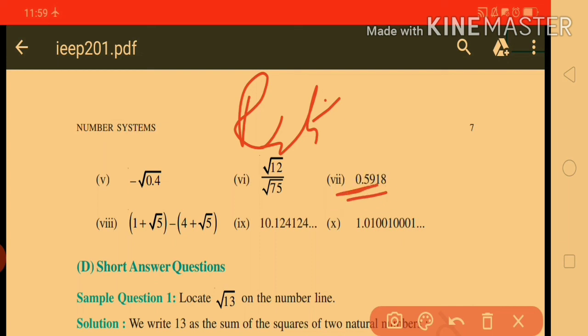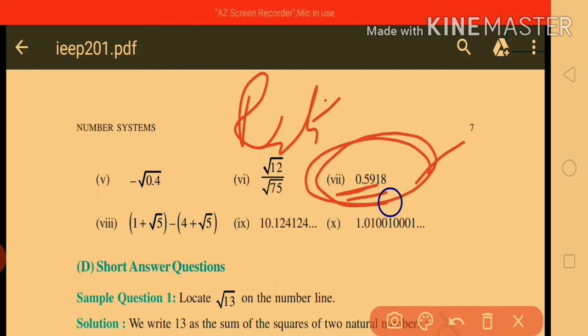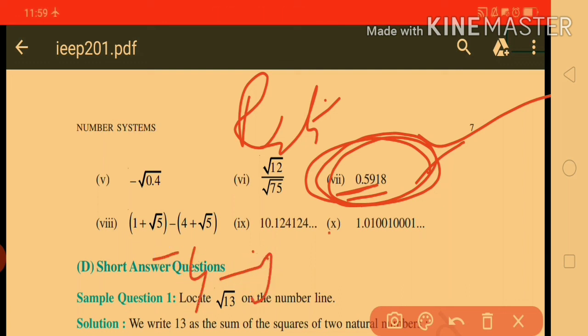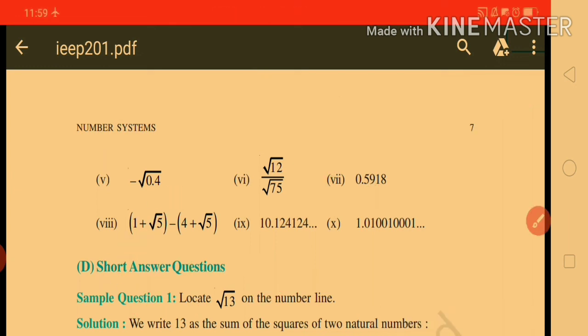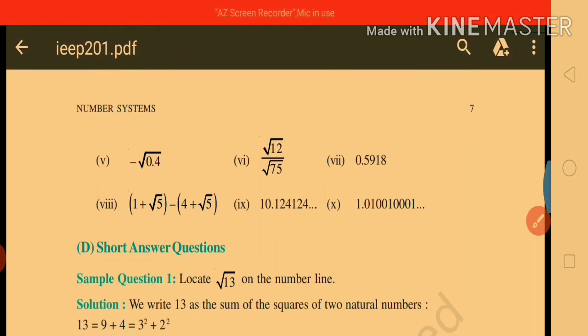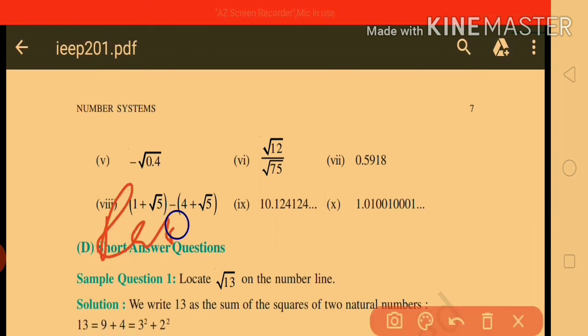Now 0.5918, it is a terminating decimal and non-recurring, but it is terminating. So terminating decimals are rational numbers. When you solve 1 plus root 5 minus, if you open this bracket, this becomes minus 4 and this becomes minus root 5. This minus root 5 is cut by positive root 5 and you will get minus 3. Minus 3 is a rational number, so it is also a rational number, right?